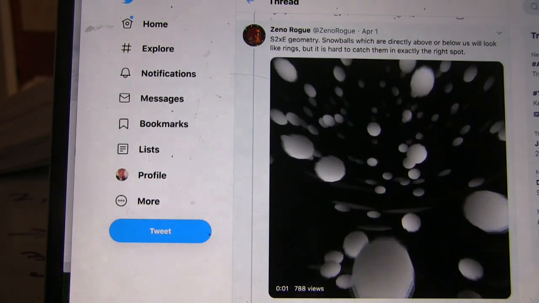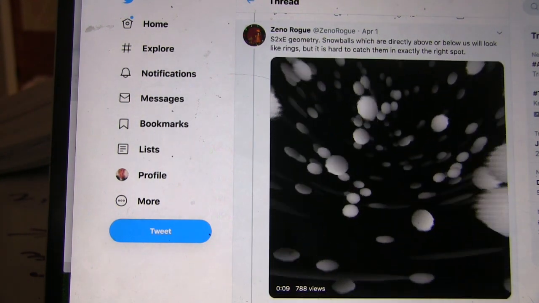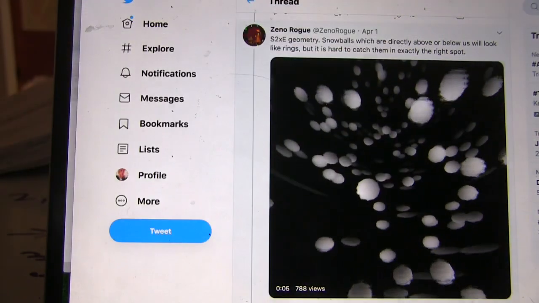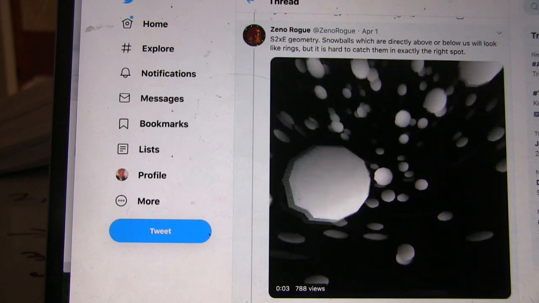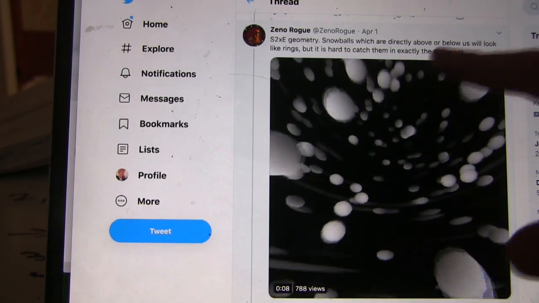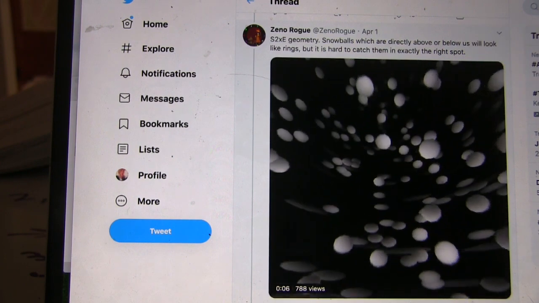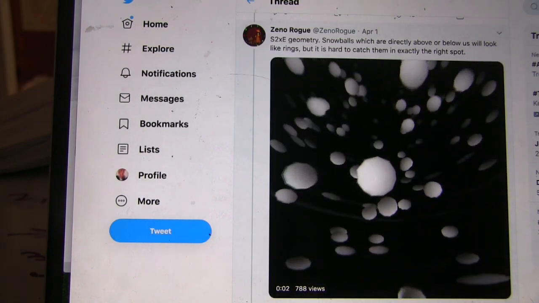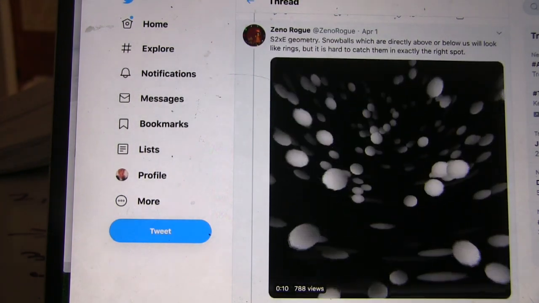Yeah. That's interesting. Maybe we have to investigate a little bit more about what that means. So you're actually facing up, it looks like, and they're coming down. Oh, interesting. Snowballs which are directly above or below us will look like rings. Below, so you could be below us too. I think you'd probably be looking up. All right.